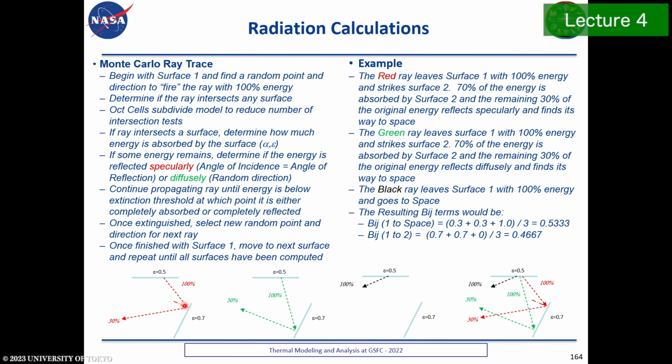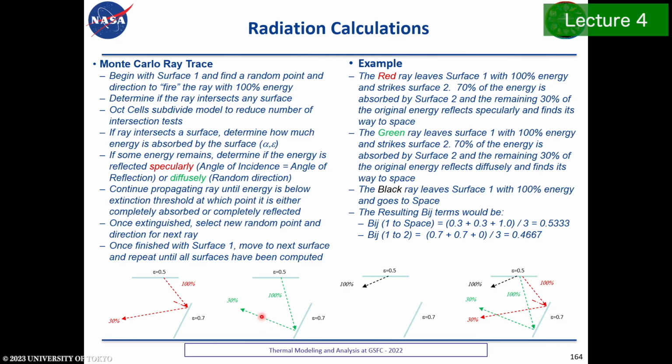Once it intersects the surface, a portion of the energy associated with that ray is deposited on the surface based on the properties. So in this case, it's 70% absorptance for an emissivity. So 70% of the energy associated with this ray is assigned to this node. And then the ray is reflected. Now, it may be reflected specularly, which means it's going to have an angle of incidence equal to an angle of reflection. Or it may be reflected diffusely, which means it's going to pick a random direction.